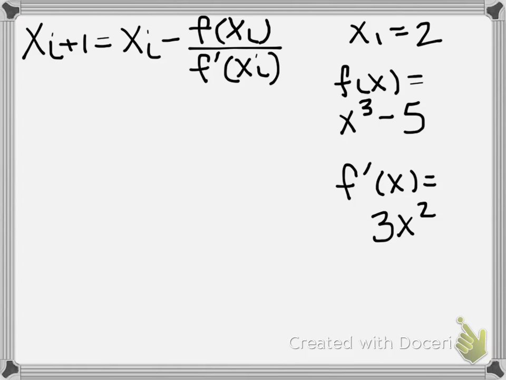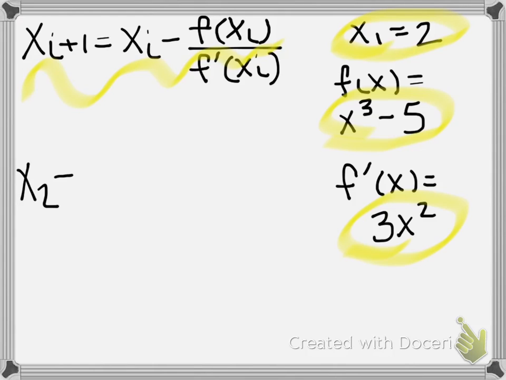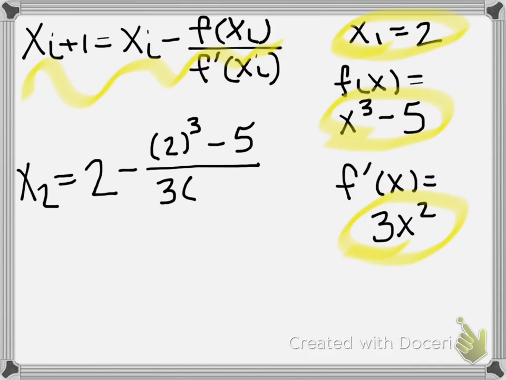Okay, so here's everything that we know. Here's the equation that we need to use. This is our x1. This is going to be our f of x. This is our derivative. So go ahead and write down x2 is equal to your x1 minus your x1 cubed minus 5 over 3 times your x1 squared.